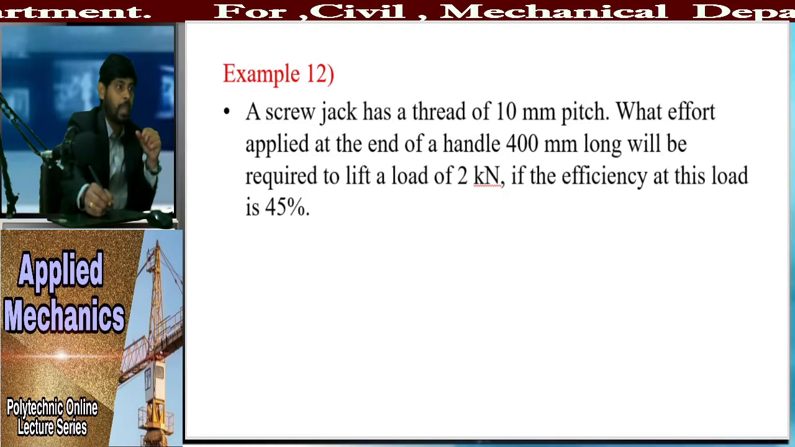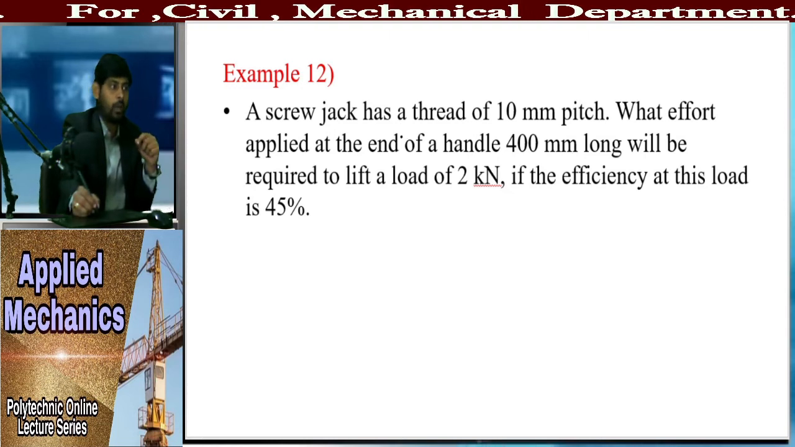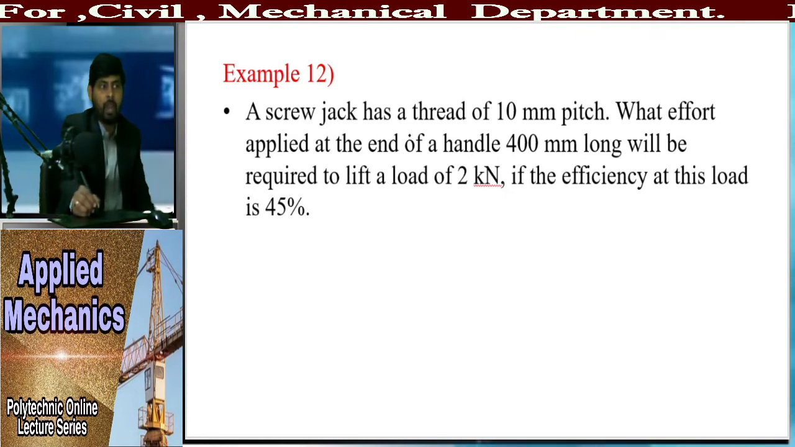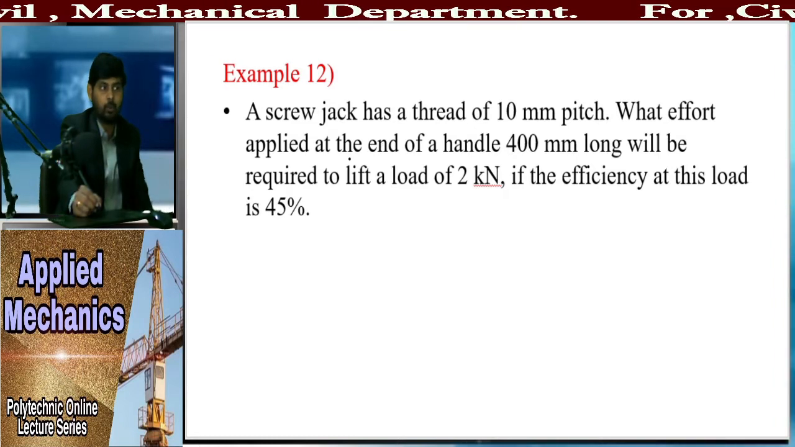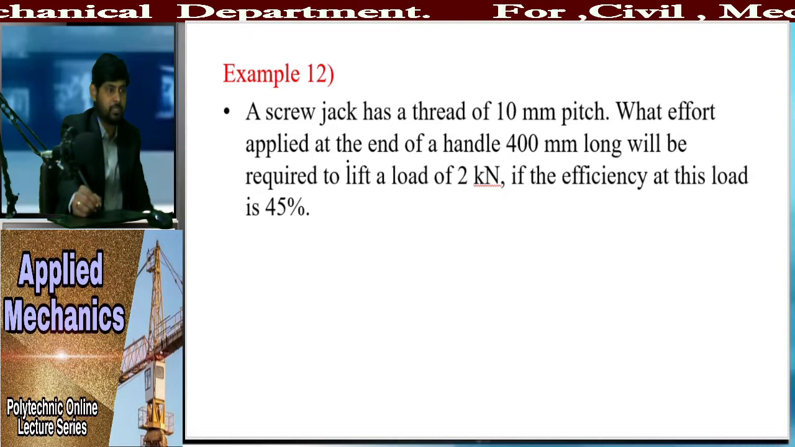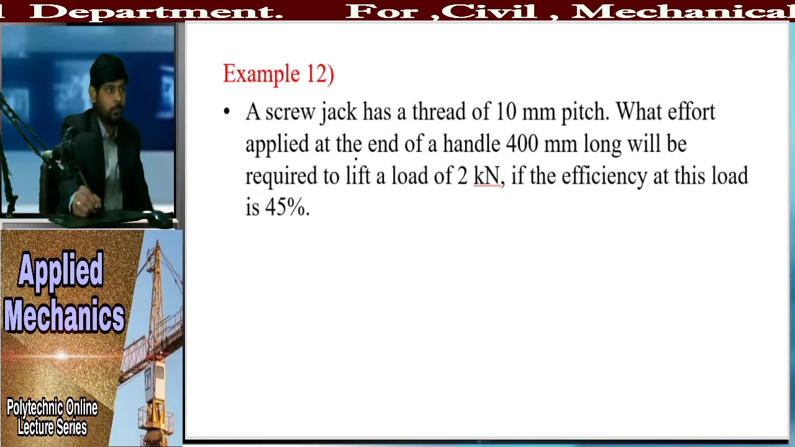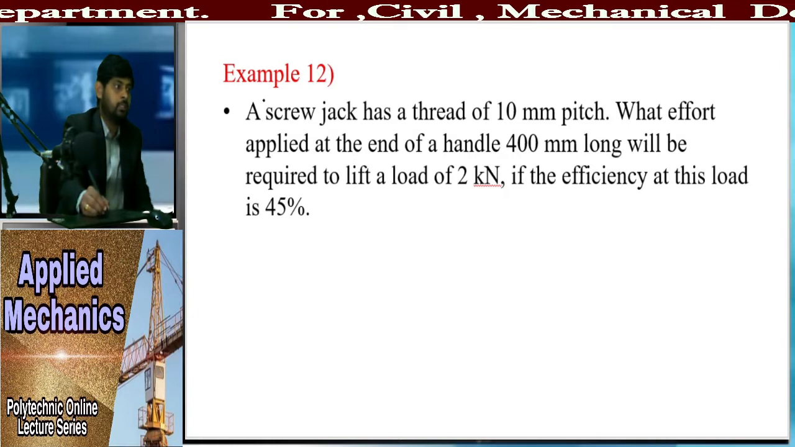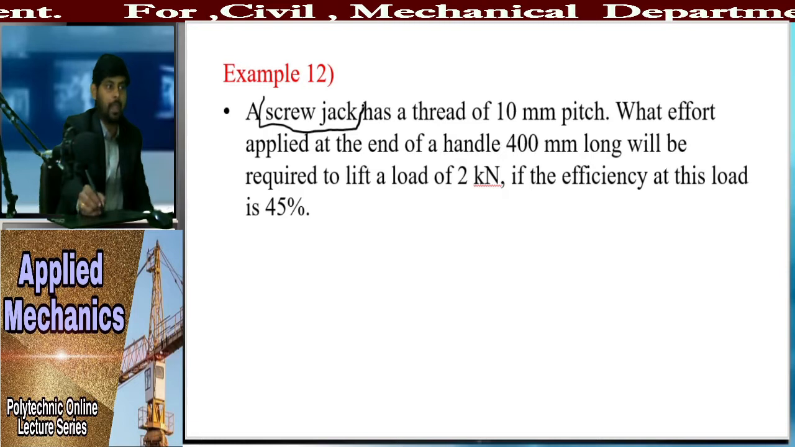A screw jack has a thread of 10 mm pitch. What effort applied at the end of a handle 400 mm long will be required to lift a load of 2 kilonewton if the efficiency at this load is 45%. So see here, in this problem they have given us a screw jack.